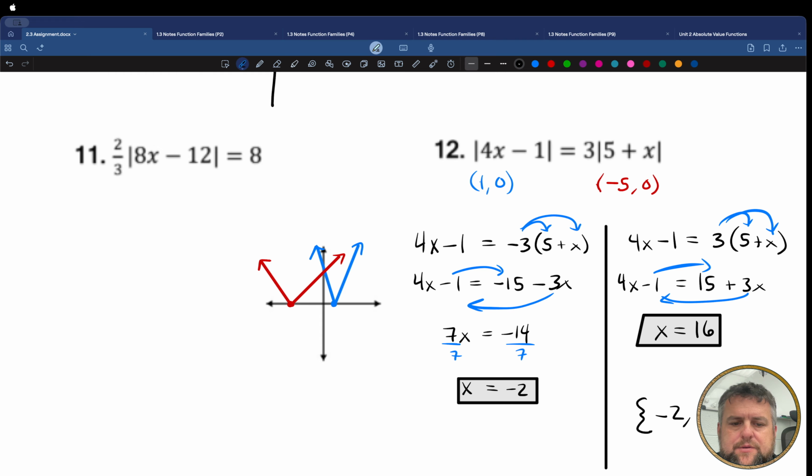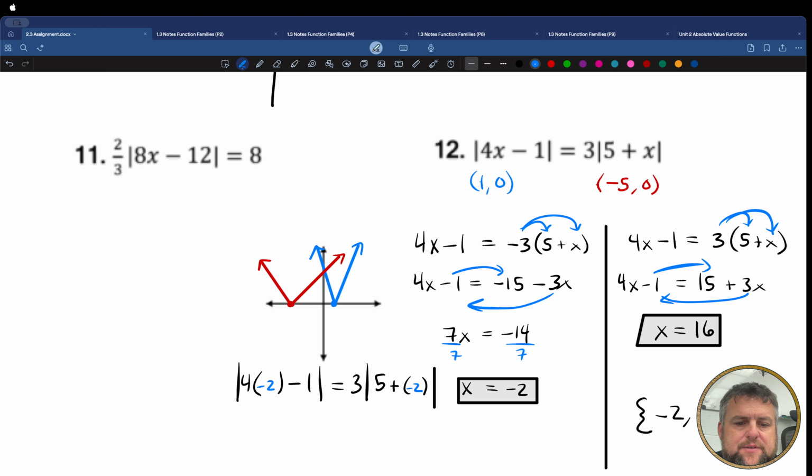And what we're going to want to do is plug those in. So we're going to say 4 times that minus 1 will equal 3 times 5 plus our solution value. So we're going to test -2 first.